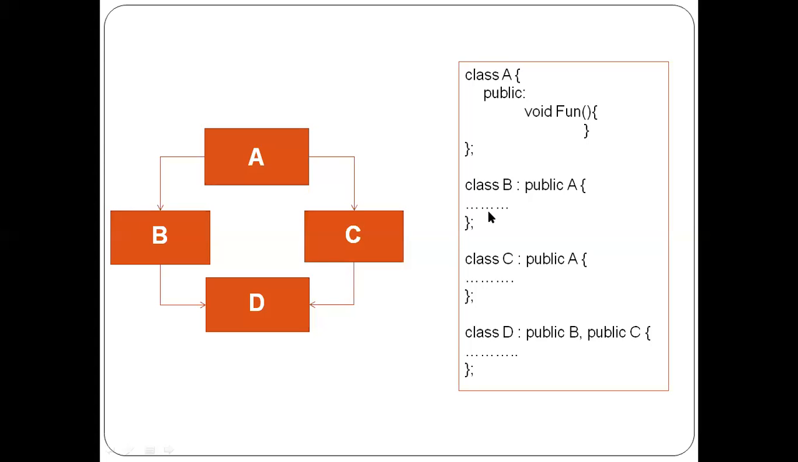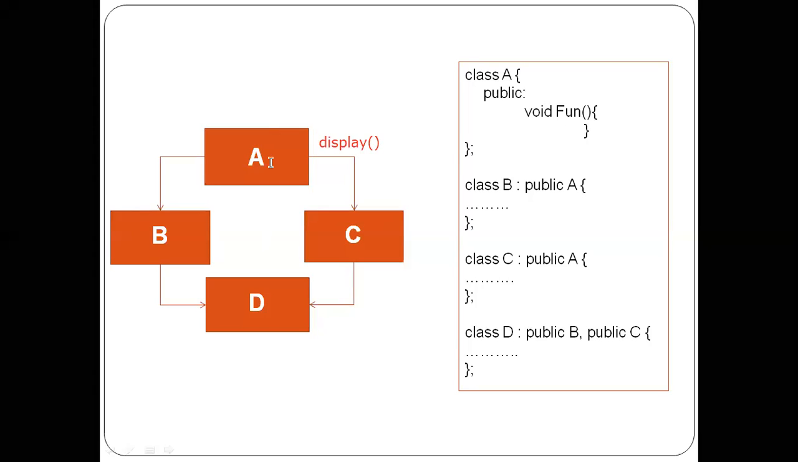Okay, I will show you this particular figure. Here in this case, we are accessing the display method which is available inside the class A. Am I right? Yes, we are trying to access that particular display method which is available inside the class A from class D with the help of this object, D dot display. But it will show an error.